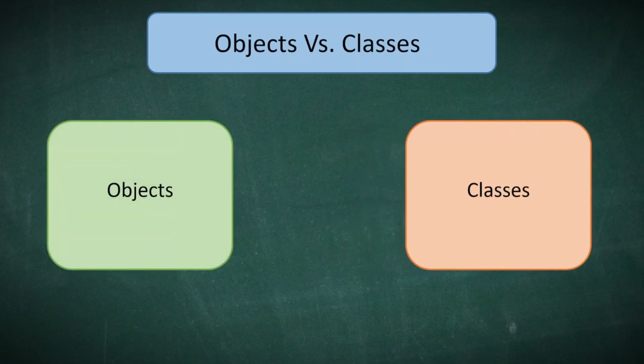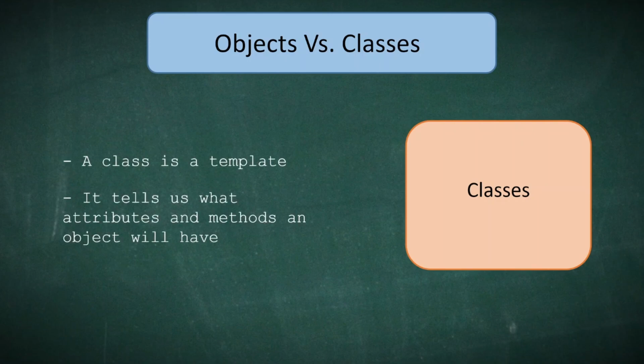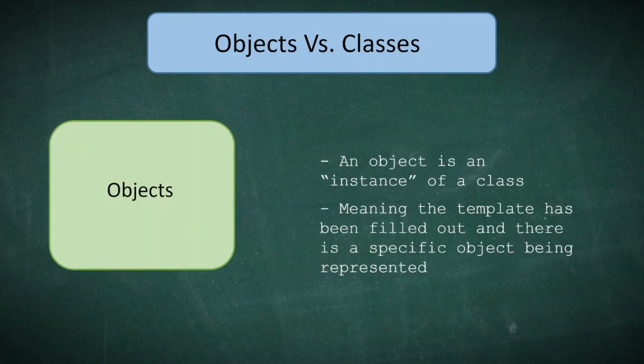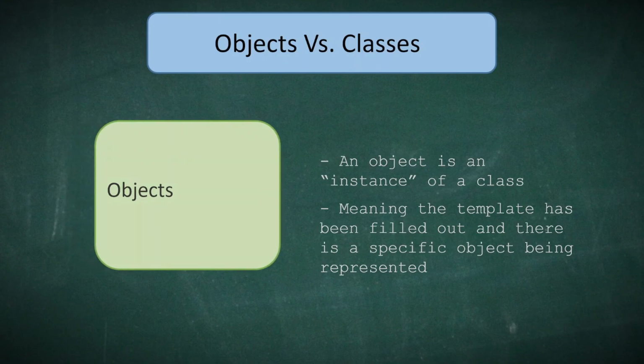Now that you understand what an object is, you have to understand what a class is. A class is a template. It tells us what attributes and methods an object will have. An object is an instance of a class, meaning the template has been filled out, and it is now referring to a specific object.